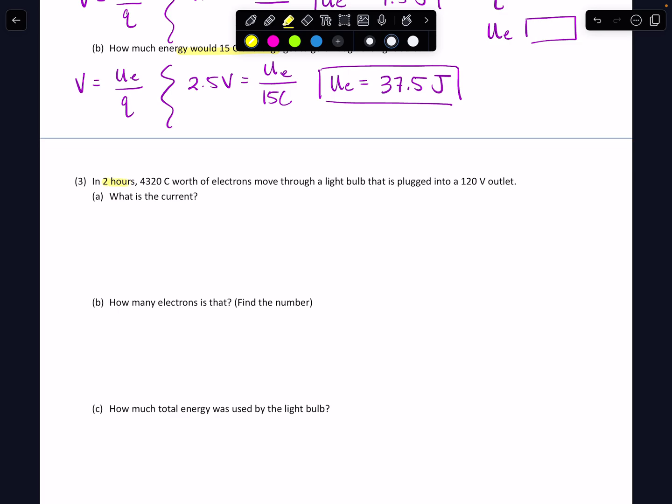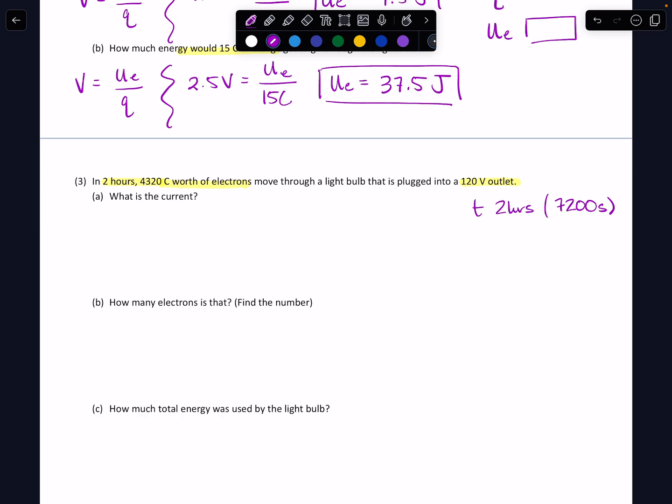All right, one more problem. In 2 hours, 4,320 coulombs worth of electrons move through a light bulb that is plugged into a 120 volt outlet. All right. So what do we have? We have time. We have 2 hours. Now, again, we never keep it in hours. So I'm going to go ahead and convert that into seconds. And 1 hour is 3,600 seconds. So 2 hours is 7,200 seconds.